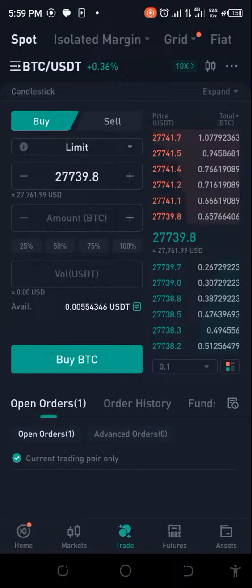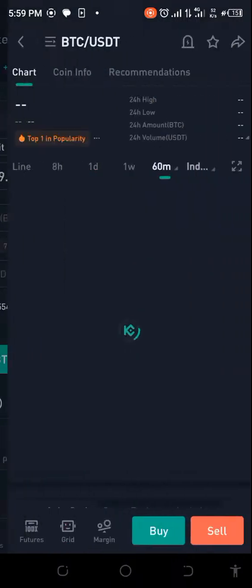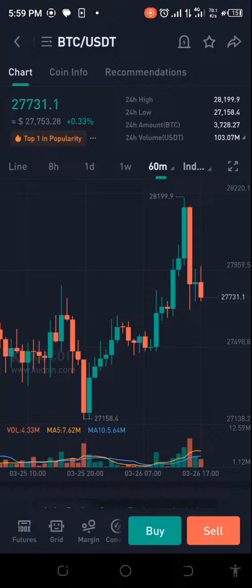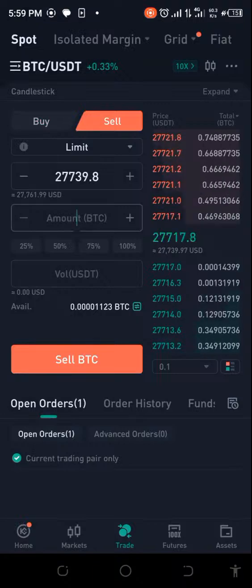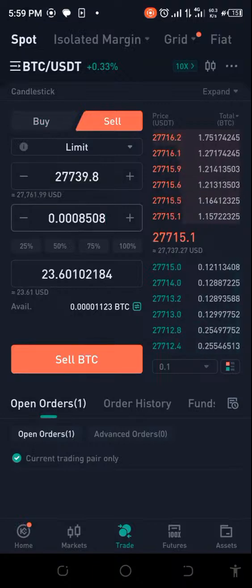Okay. Even BTC has reduced. Even BTC has actually gone down. Yeah, it has. Anyways, let's go ahead and see. I'm just going to sell this and see. This is not looking good. Oh, 23.6. Oh my God. So what's going to happen here?